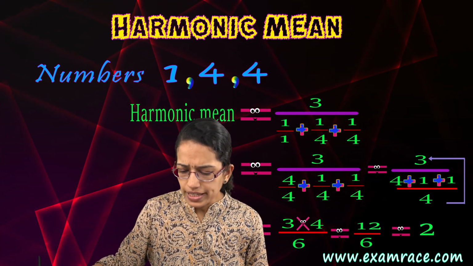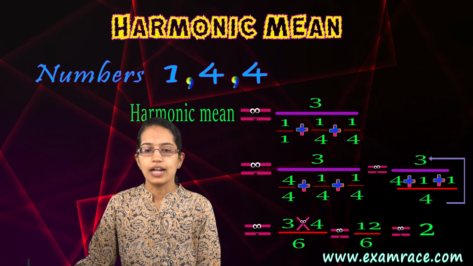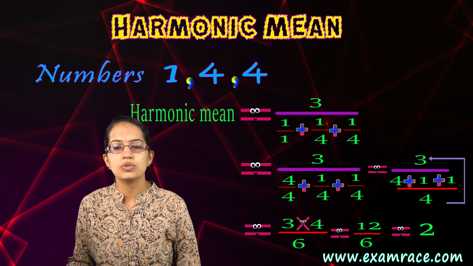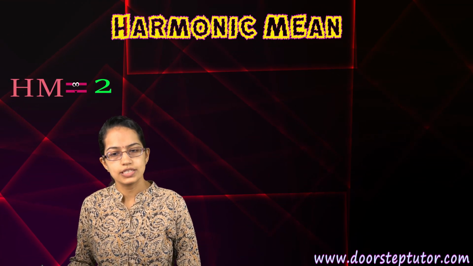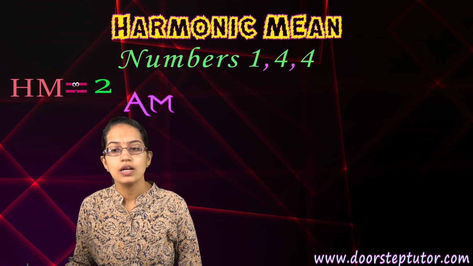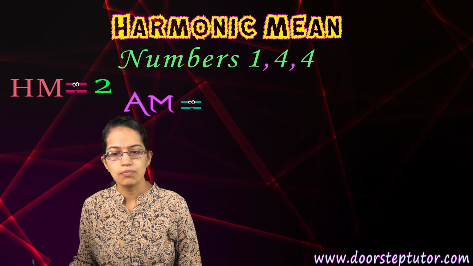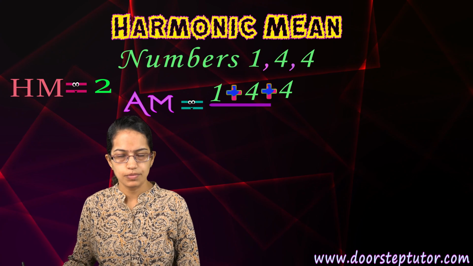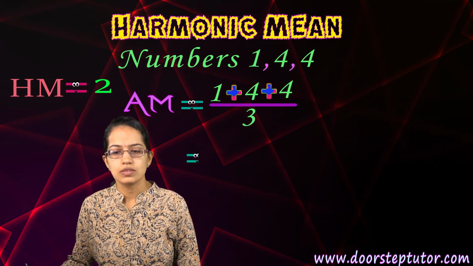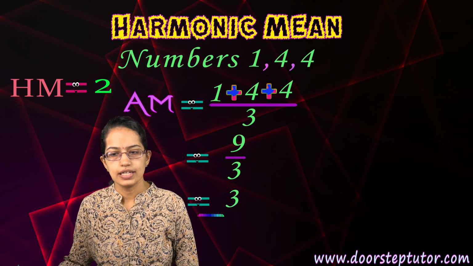Now when I solve these values, what is very, very important to understand? The harmonic mean came to 2. Now for the same numbers 1, 4 and 4, I calculate my arithmetic mean. What is my arithmetic mean? My arithmetic mean is the sum of these 3 digits divided by the number of digits, that's 3. So it's 9 divided by 3, and that's 3. So that's my arithmetic mean.